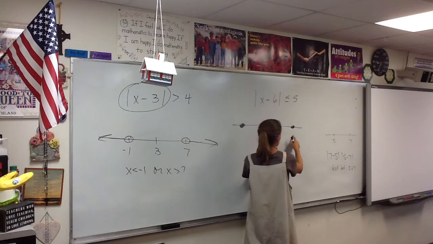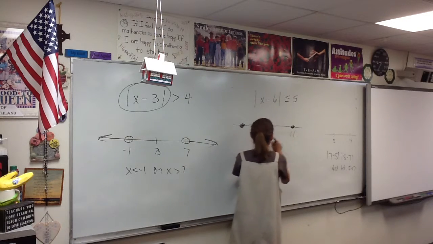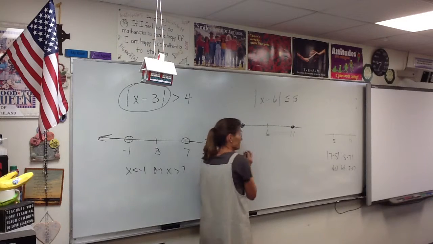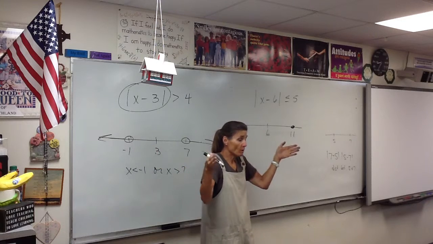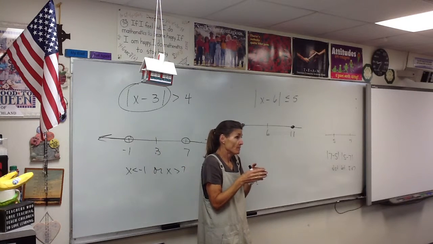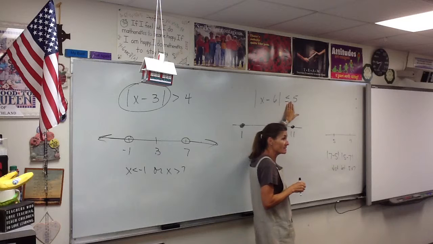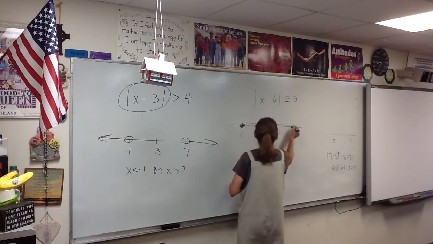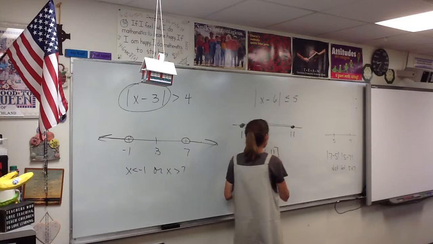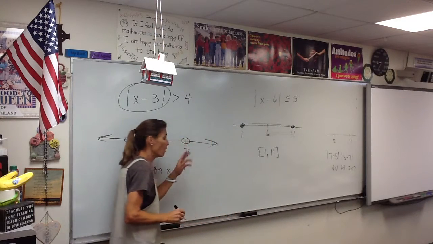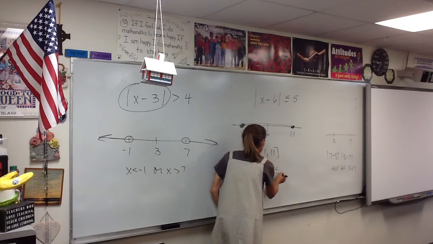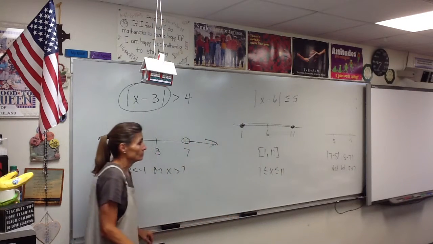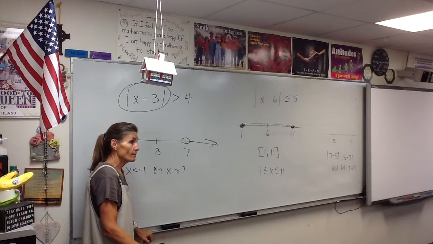So what would be exactly 5 this way? 11. Exactly 5 this way? 1. Now, do I want the numbers beyond 1 and 11, or do I want the numbers in between 1 and 11? In between, because the distance is less than 5. So our answer is the nice little closed interval from 1 to 11. I've used interval notation here. Kind of get the hang of that a little bit.